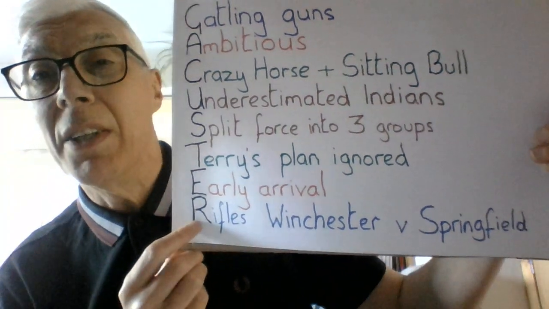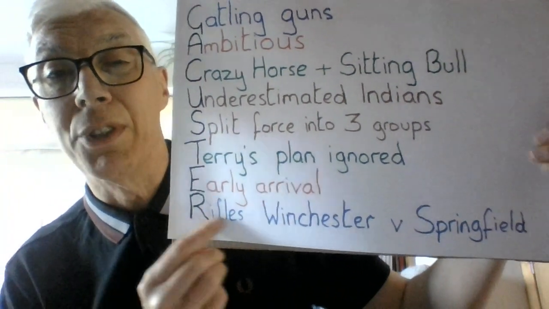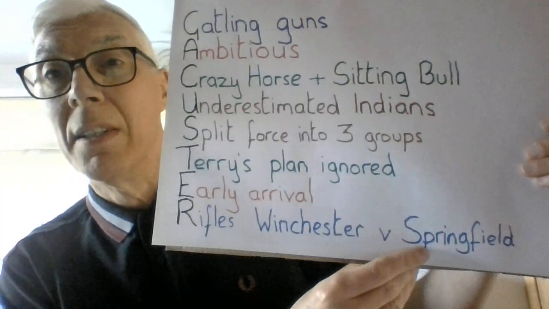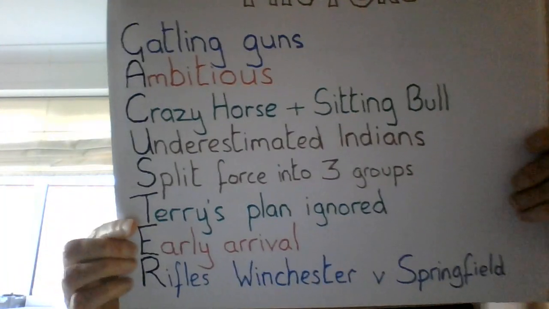And in the battle, the Indians had the better rifles. Winchesters were better than Springfields. So there we have, ladies and gentlemen, the reasons why the Battle of Little Bighorn was a huge victory for the Indians. But what about the consequences? What happened afterwards? The Indians, short term, hooray! Massive win. Long term, defeat. Defeat followed, as we'll see.